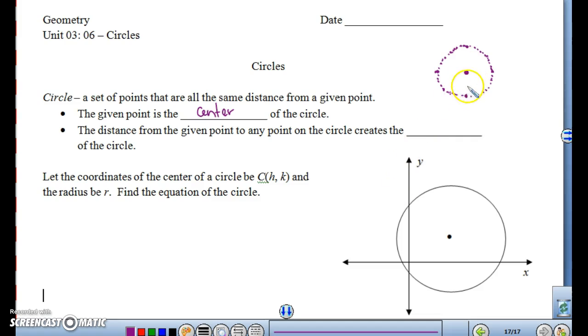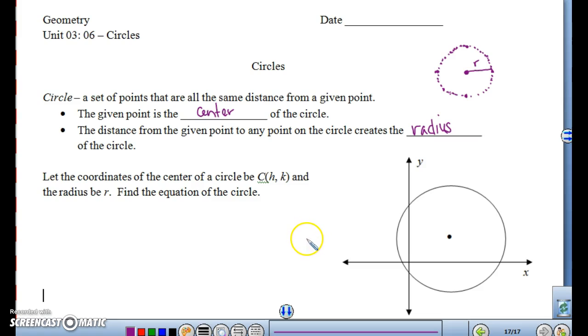If I were to actually draw in a line to show our segment to go from the center to the outside edge anywhere, what have I just drawn? The distance from the given point to any point on the circle actually creates the radius of the circle. You can actually create a radius anywhere in the circle. So that radius can be drawn over here, down here, anywhere you want. So the circle is made up of points that are the same distance away from the center.